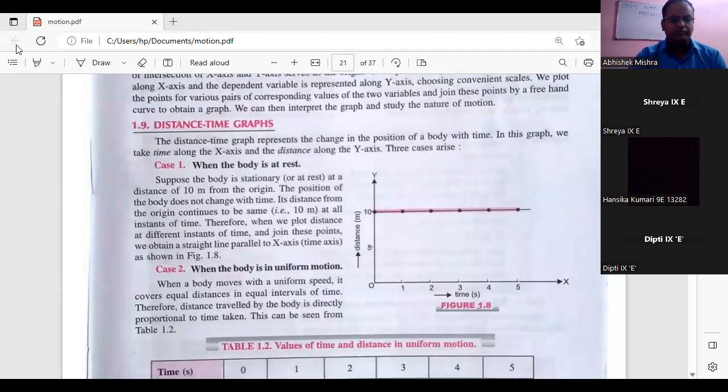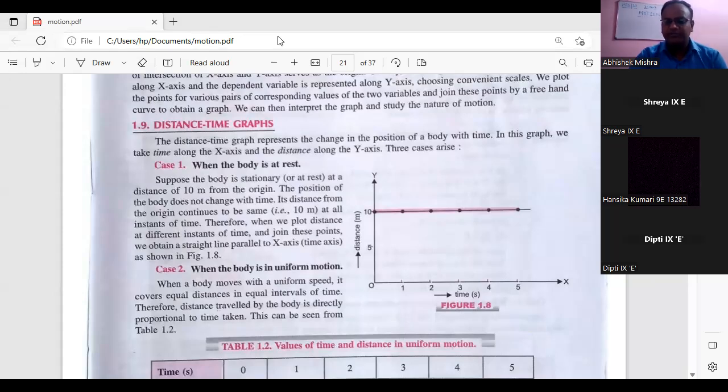Today we will be continuing with the chapter motion, which we were discussing in the offline class, and it will be continued today also. In our last class, we just started the distance time graph, but before going into the details, let me ask you a few questions.